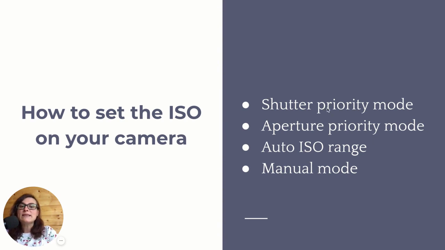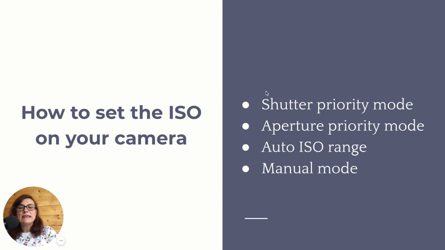So how do you set the ISO on your camera? If you're shooting in shutter priority mode, you will set the shutter speed and the ISO, and the camera will take care of the aperture in order to give you the correct exposure. On the other hand, in aperture priority mode, you will be able to set the aperture and the ISO, and the camera will set the shutter speed to achieve the correct exposure.